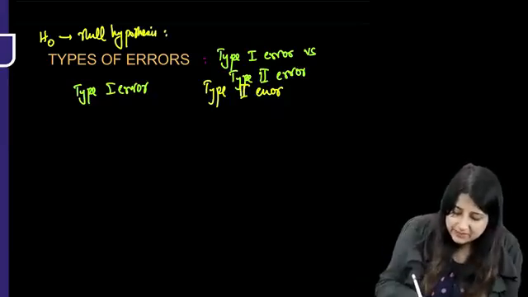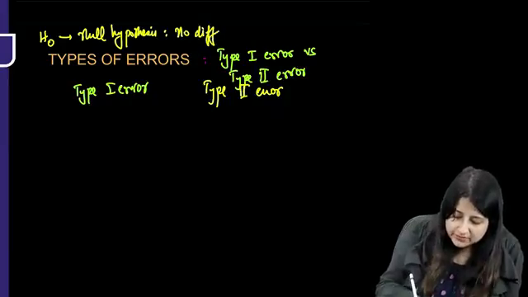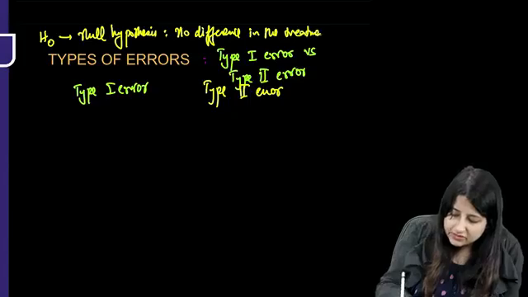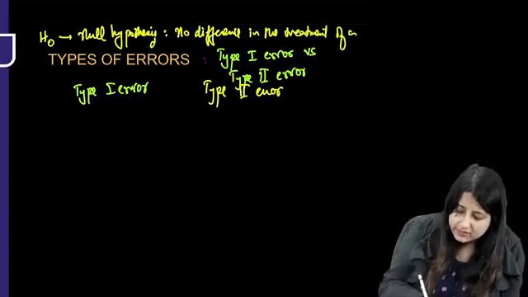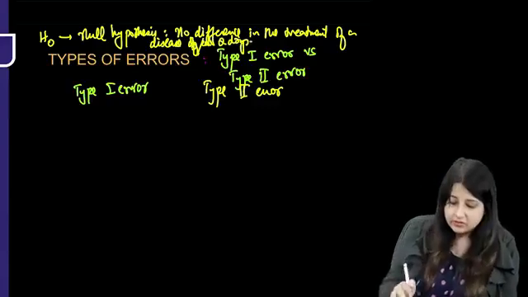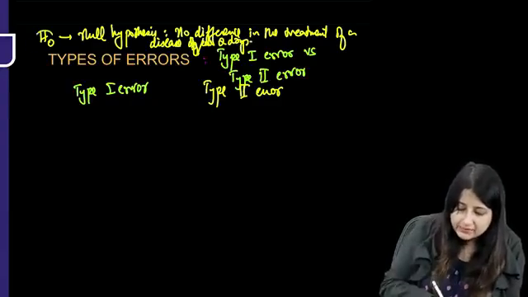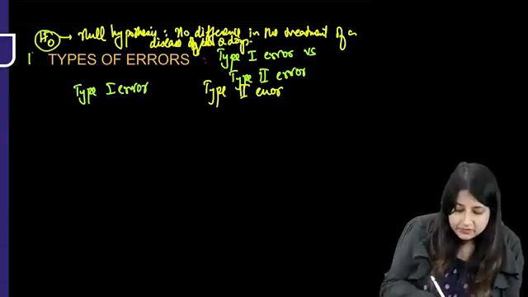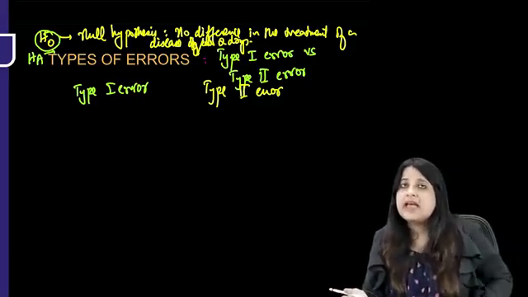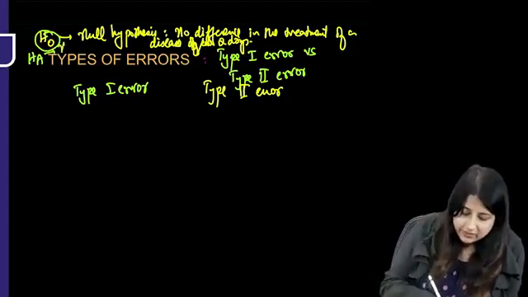Null hypothesis simply means that there is no difference, okay, there is no difference in the treatment of a disease between the two drugs. There is no difference at all. So that is the null hypothesis. And what is the alternate hypothesis? Obviously, alternate hypothesis would be that there is a difference. Okay. And mostly the new drug is better. Okay, new drug is better.